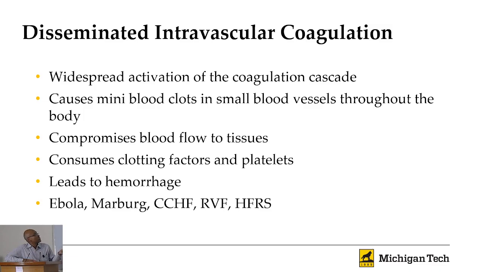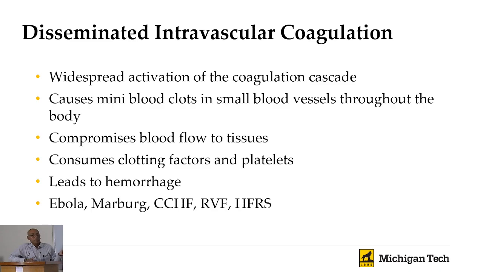Next, this is another important thing the virus does: disseminated intravascular coagulation. Hantavirus also causes coagulation. There is widespread activation of the coagulation cascade, like we saw, which definitely needs platelets and bradykinin. Those are important blood markers or growth factors responsible for making the coagulations. You can see many blood clots in small blood vessels throughout the body.